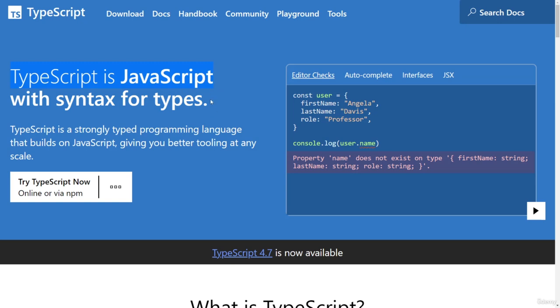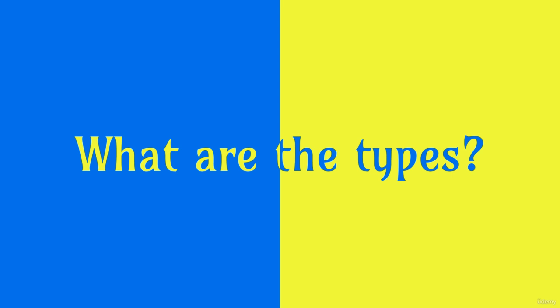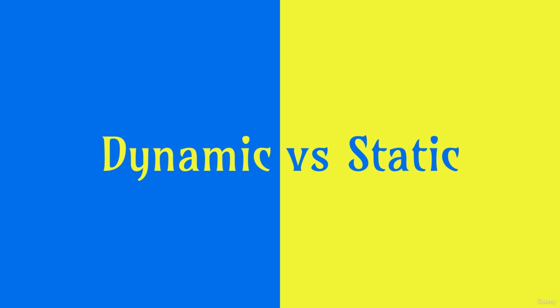And what does it mean? It means just a single thing. JavaScript doesn't care about types, but TypeScript is JavaScript which cares about the types. Now, what are the types? First, let's try to understand the difference between the statically typed and the dynamically typed programming languages.